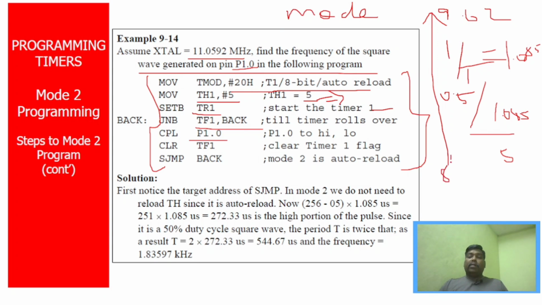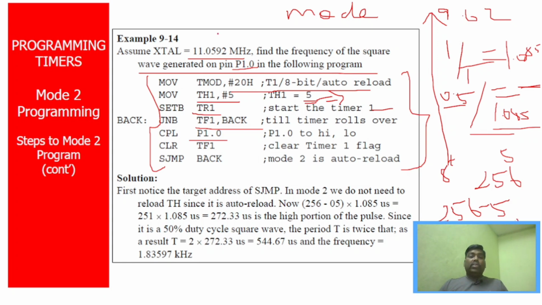Mode 2 operation will be only 8 bit, so totally there will be 256 counts. Correct? So now how will you find out the complete time period? You will find out the time period for one particular clock. So here, we first have to subtract this value. You can see here, the given value is 5. So we do 256 minus 5, and we will obtain 251, right?